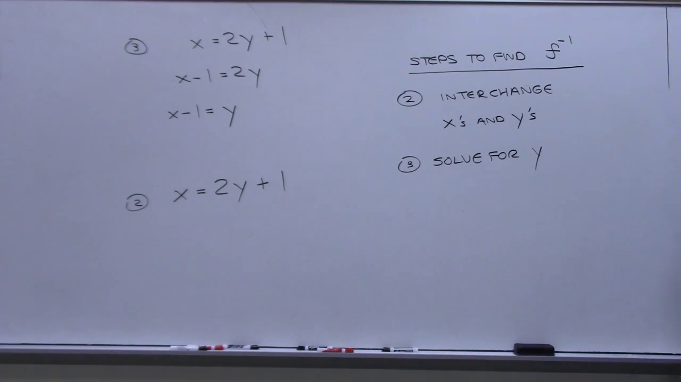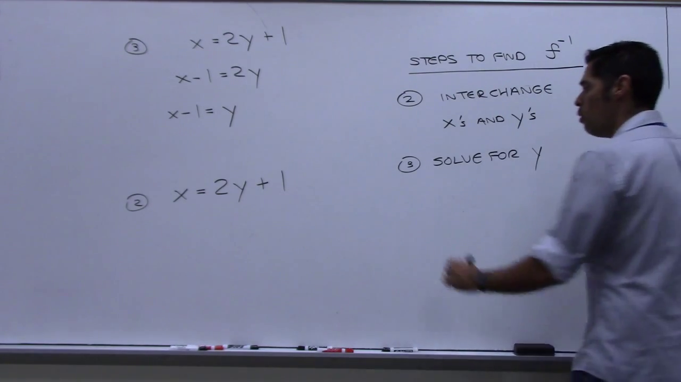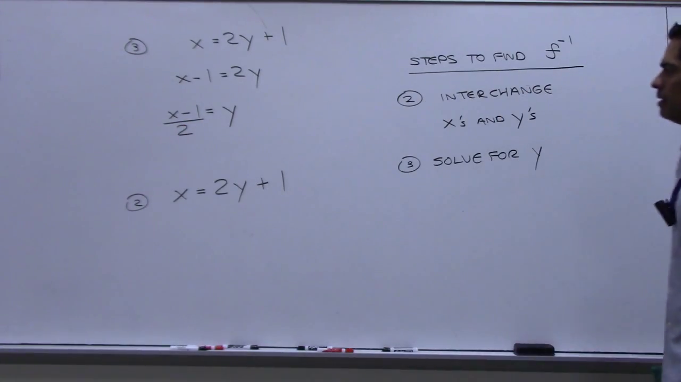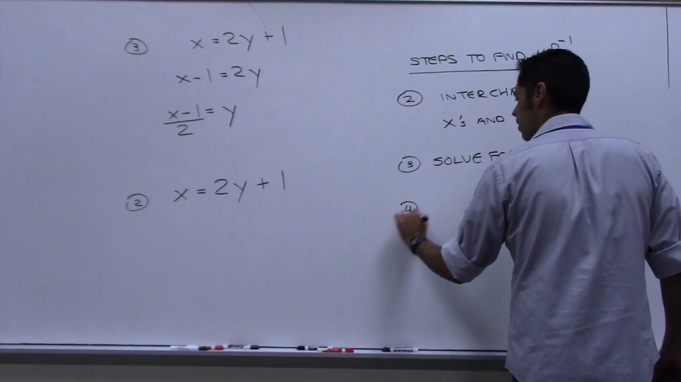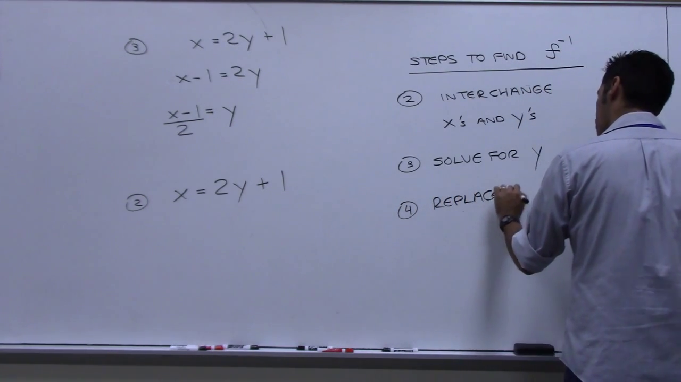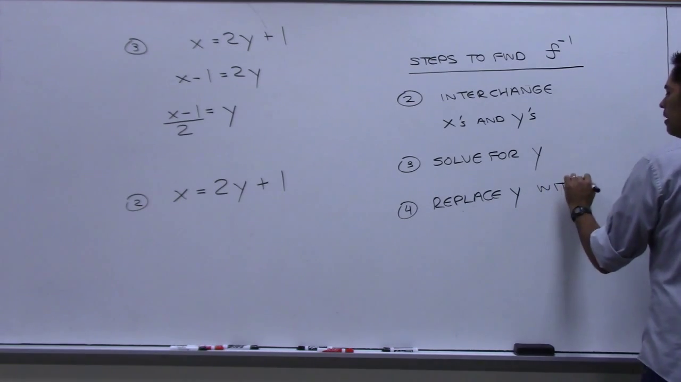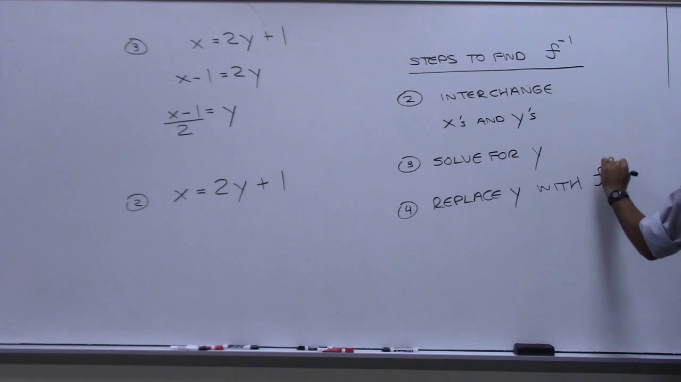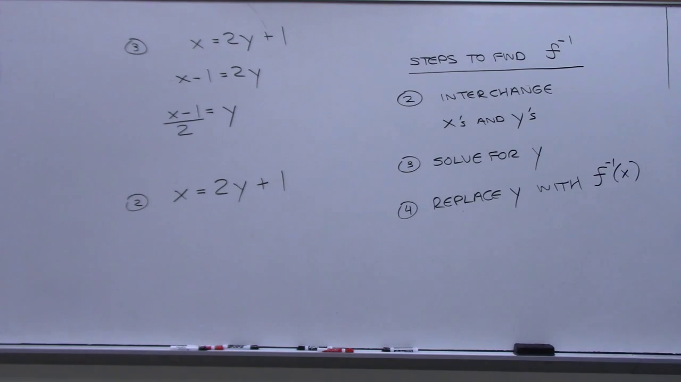All right. That's step 3. Step 4, oh, sorry, forgot to put the 2. I should divide by the 2, right? Okay. Step 4, replace y with f inverse of x. And that's your answer.